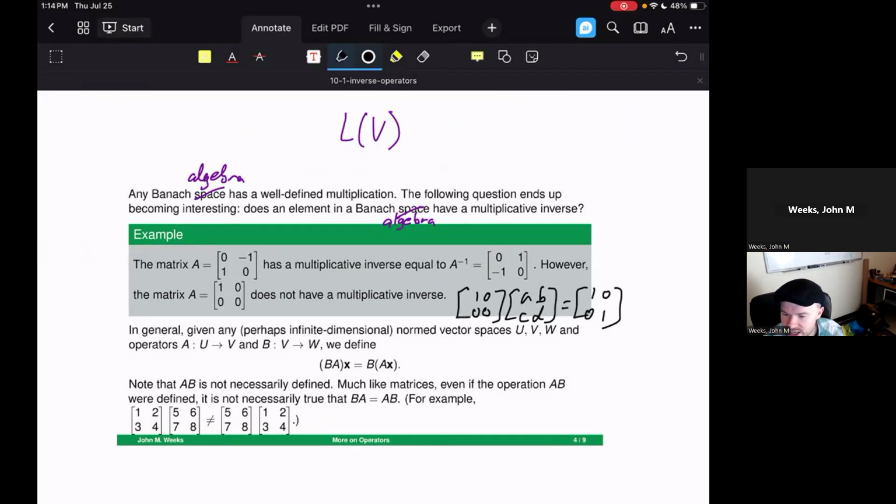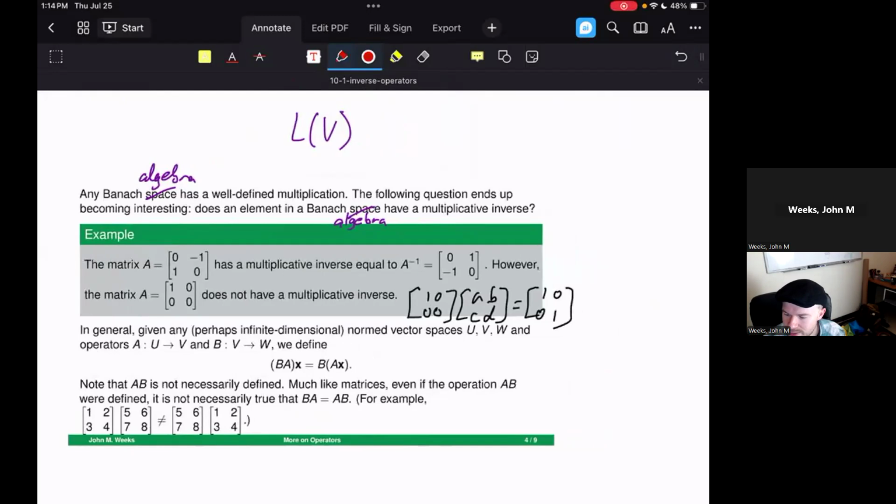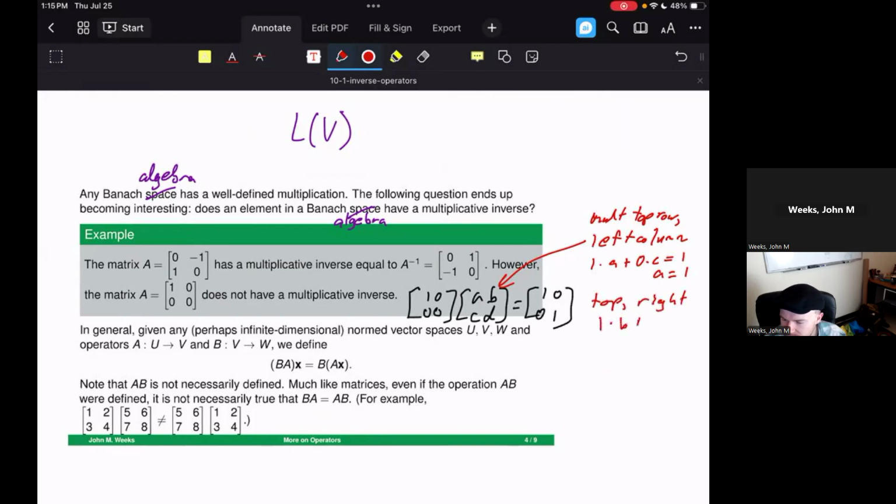So let's try first taking a look at top row and top column. If we multiply these together, top row, left column, then we should get that 1 times A plus 0 times C is equal to 1. That tells us that A is equal to 1 for this matrix. Great. So we have a place to get started. That's always very good. Then multiplying top row, right column, we get 1 times B plus 0 times D is equal to 0. So B has to be equal to 0.